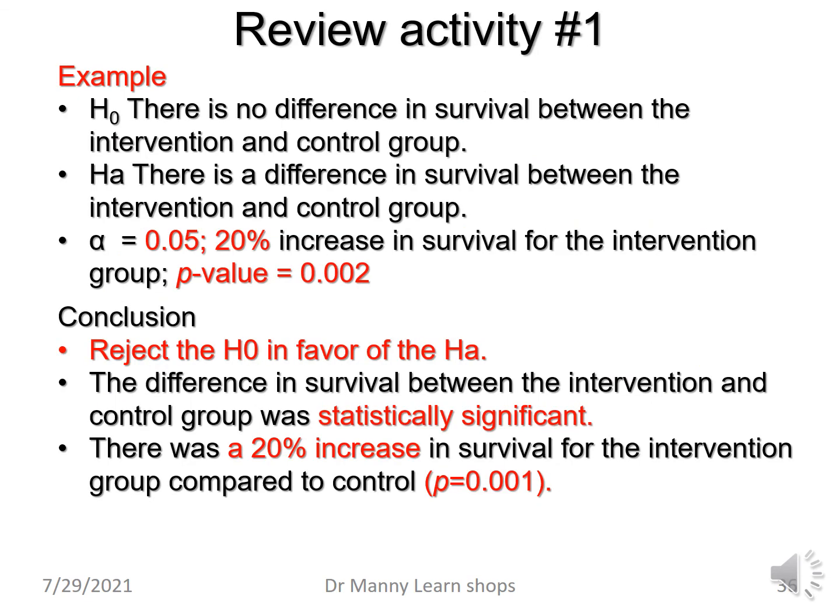Okay, let's look at an example. The null hypothesis: there's no difference in survival between the intervention and control group. The alternative hypothesis: there's a difference in the survival between the intervention and control group. The alpha, the level of probability, is 0.05, or a 20% increase in the survival for the intervention group. The p-value is equal to 0.02.